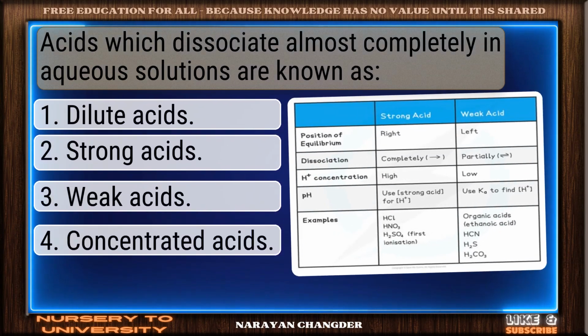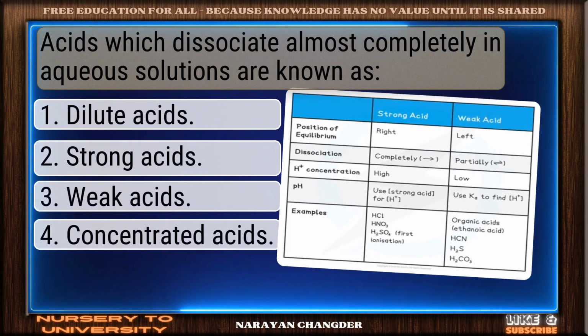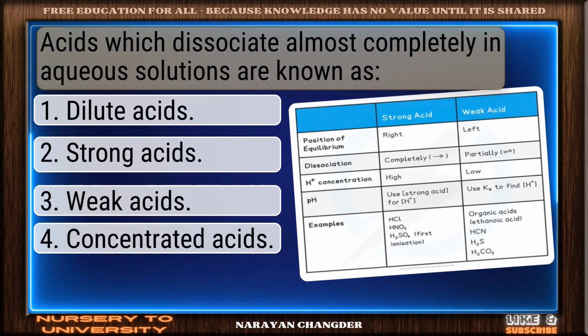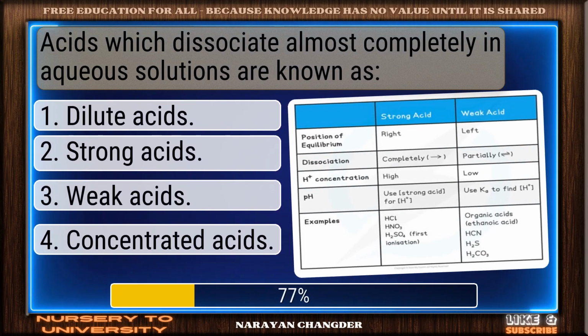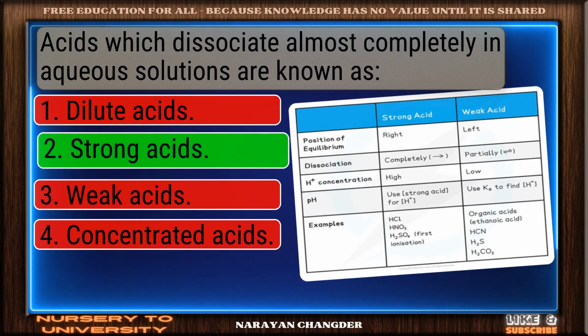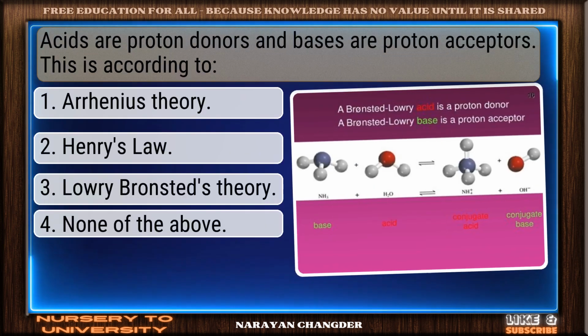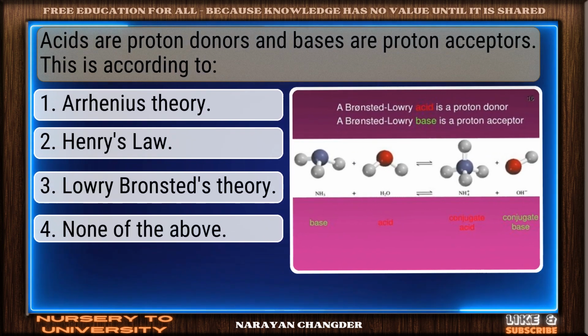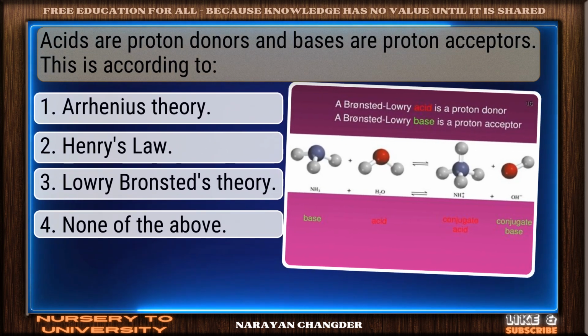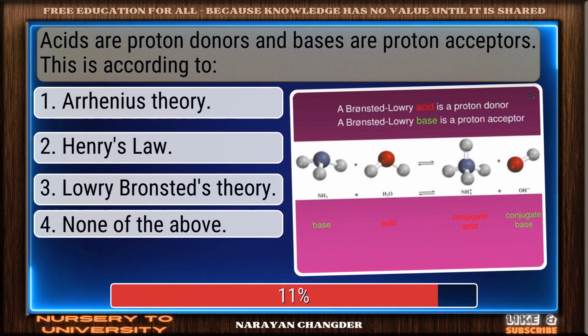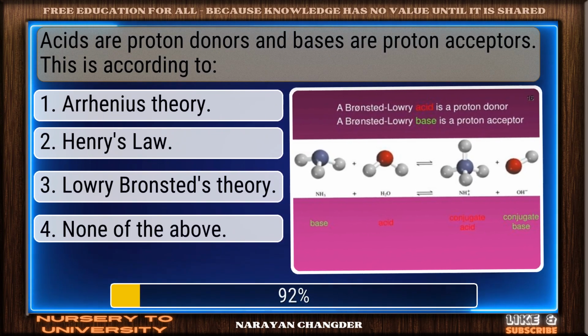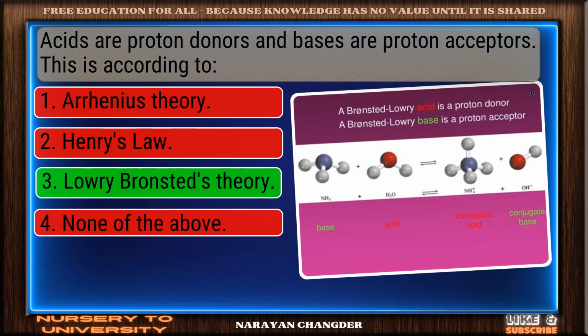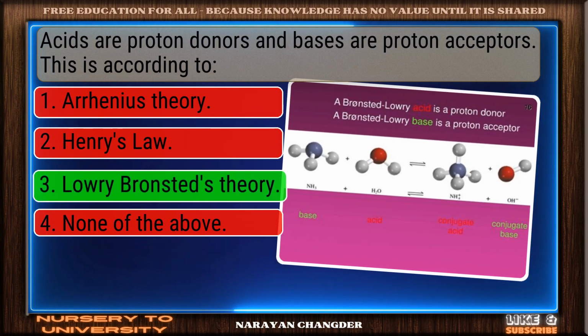Acids which dissociate almost completely in aqueous solutions are known as. Clear logic. Strong acids is sound. Acids are proton donors and bases are proton acceptors. This is according to. Strong choice. Lowry-Bronsted theory is right.